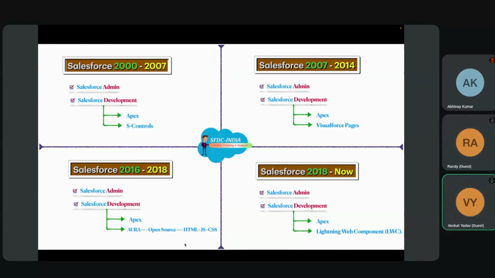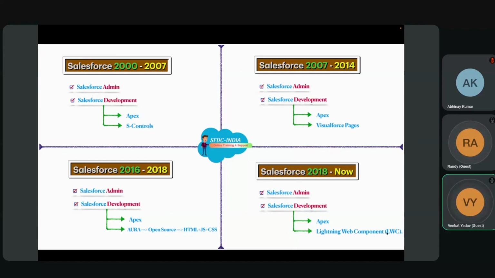So within these 2 years, what happened? Salesforce built their own technology called LWC, Lightning Web Component. Earlier, from 16 to 18, Salesforce developers built Lightning components through Aura. Now they build Lightning components through LWC, Lightning Web Components. From 2018 until now, the backend admin is the same, and backend logic we build through Apex only, but the front end we build with LWC, Lightning Web Components.